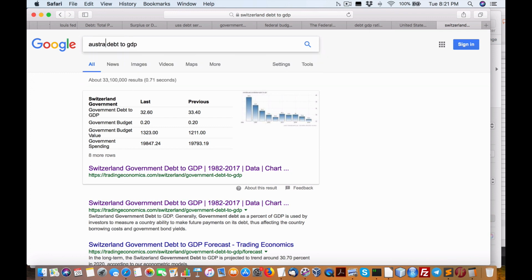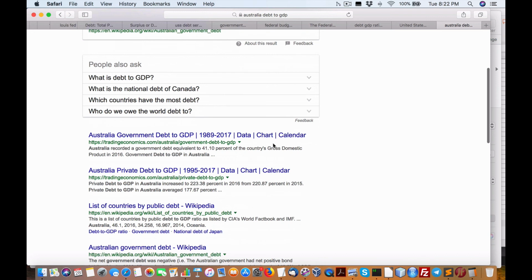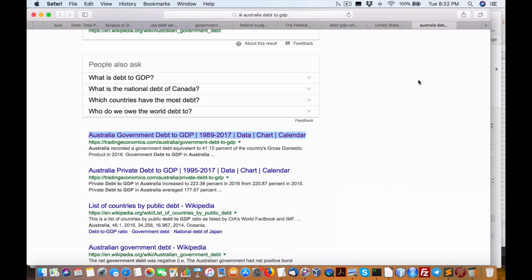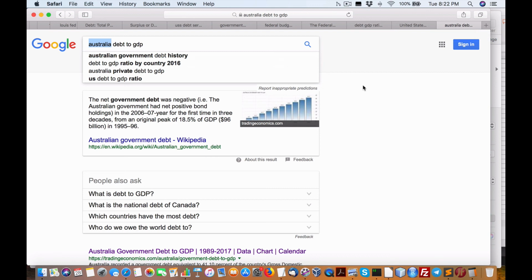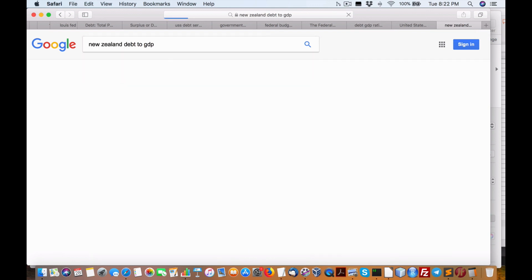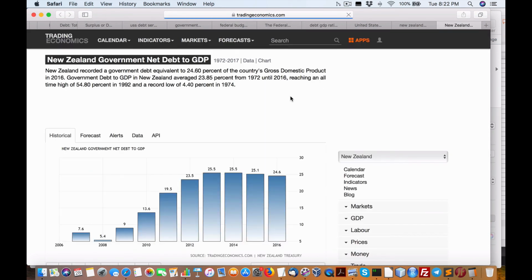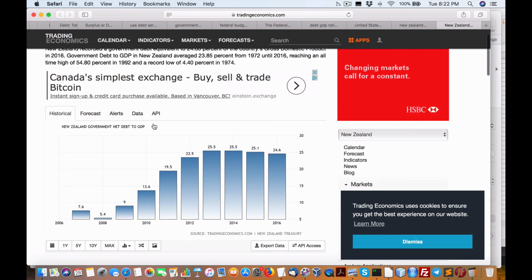Okay, Australia. And how's Australia looking? Still manageable. Quite interesting. And Canada, Australia. Okay, let's look at New Zealand. I'm sure there are going to be countries that I forget. Look at this, how low that is. That is nothing. They probably have a fairly high standard of living in New Zealand.